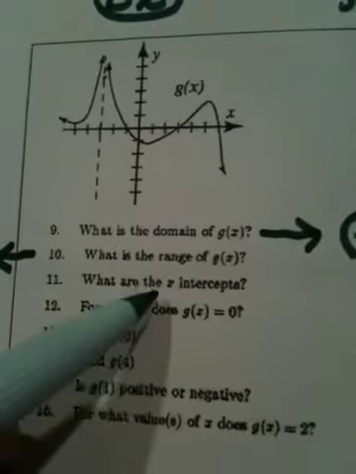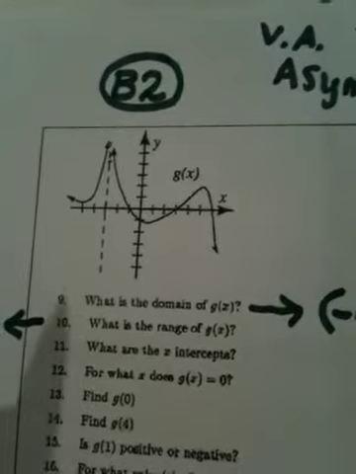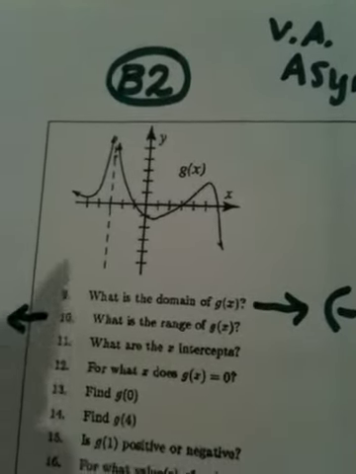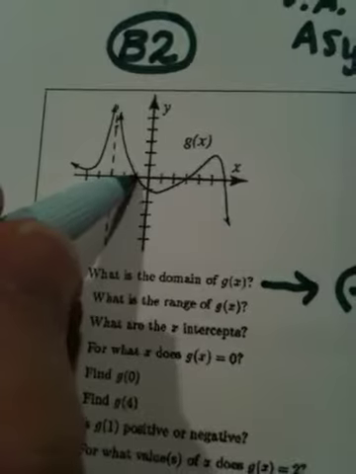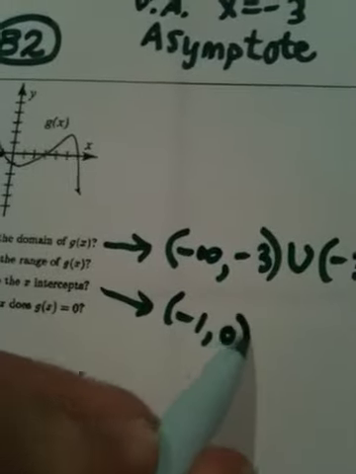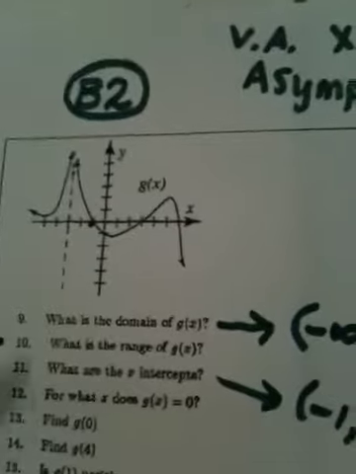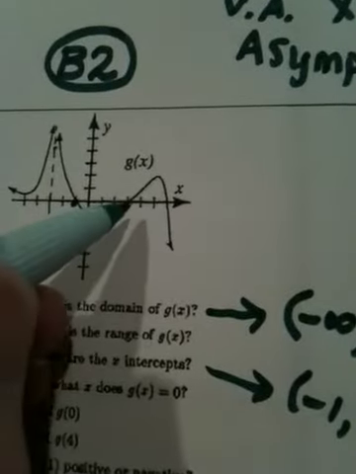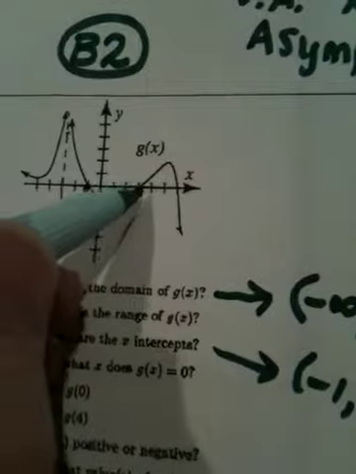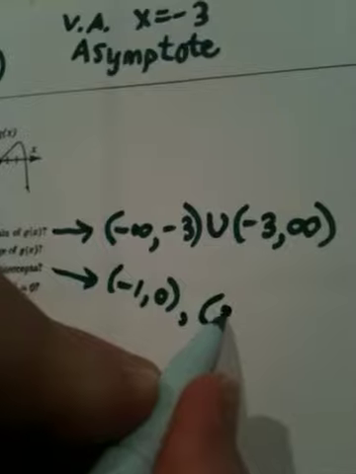Question number 11 wants to know what the x-intercepts are. Well, the x-intercepts are the ordered pairs where my graph touches the x-axis. So, let's see. That, where I just put a dot, is the number -1, but as an ordered pair, it would be -1, 0. And you always write the x-intercept as an ordered pair. That's, by definition, what an intercept means. And there's another intercept. Let's see, it's right there. It's where x is 3. So we write that as the ordered pair 3, 0.